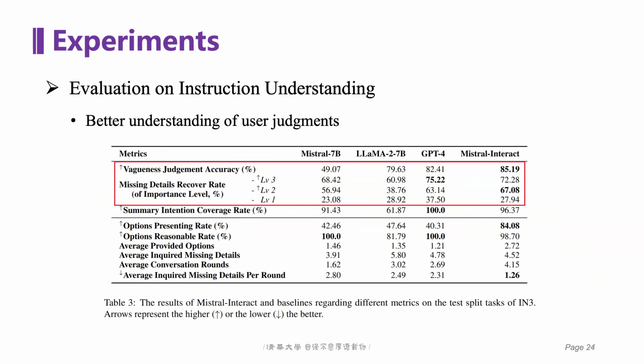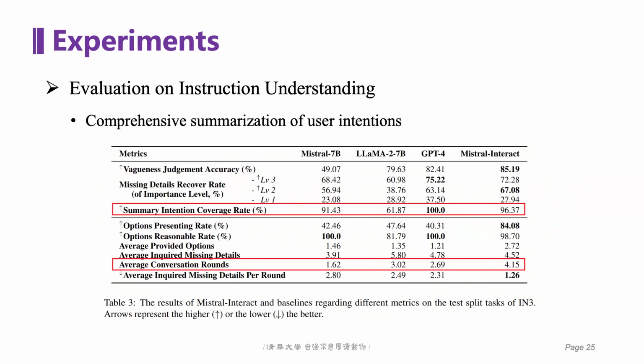And here is a clearer version of these details. Our trained model is better at understanding the user's judgment. This can be seen as we have higher vagueness judgment accuracy, and our missing detail recovery rate is competitive, can compete with the GPT-4 model. And we have more comprehensive summarization of user intent.